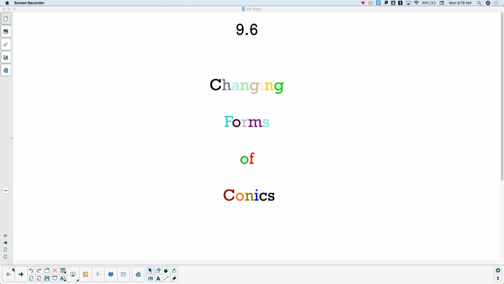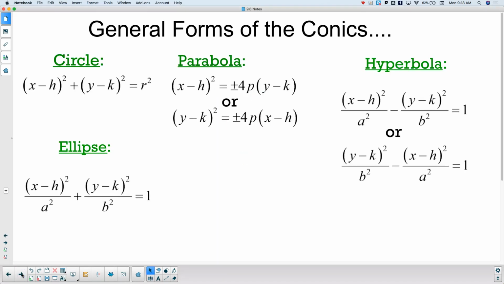All right. So changing form of conics. Love it. So you have all of this written down. You might have it all written down in a bunch of different places, but it should all be somewhere in your notes. Okay. So the general form of a circle is x minus h quantity squared plus y minus k quantity squared equals r squared. Okay, that's the general form of a circle. An ellipse, we have x minus h quantity squared divided by a squared plus y minus k quantity squared divided by b squared equals 1.